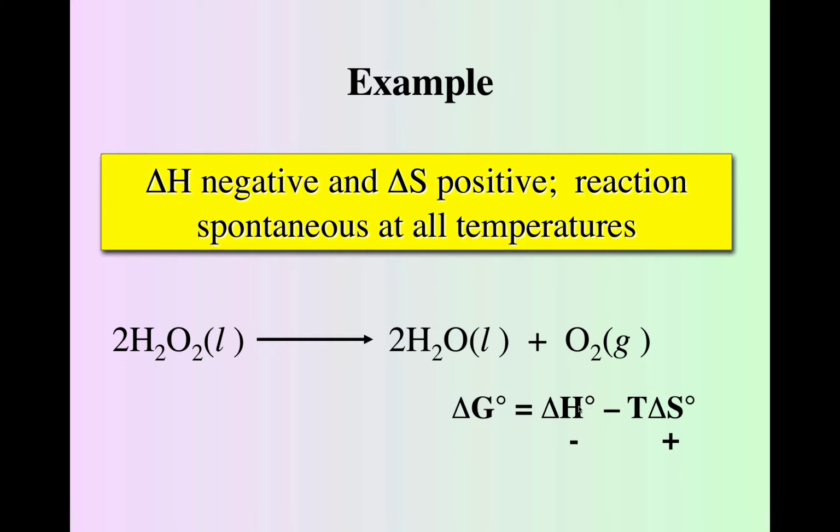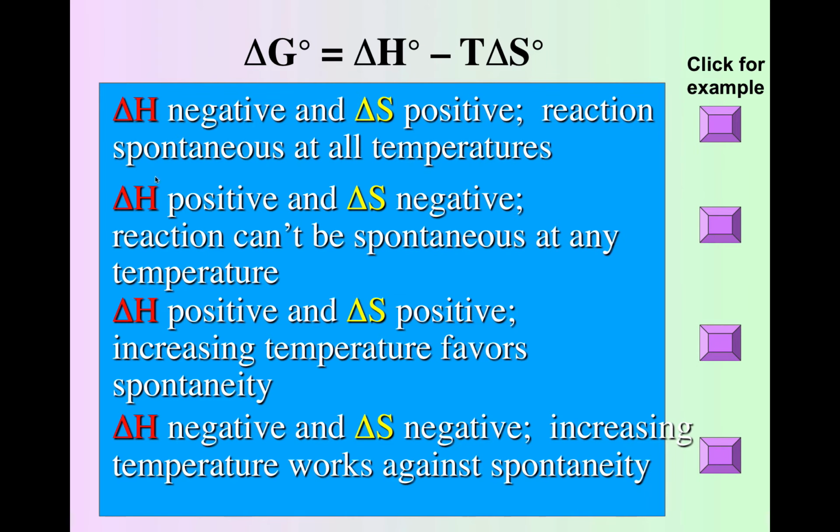The negative delta H making delta G negative, and the positive delta S, right? Negative times a positive is a negative. So both terms are making delta G negative.